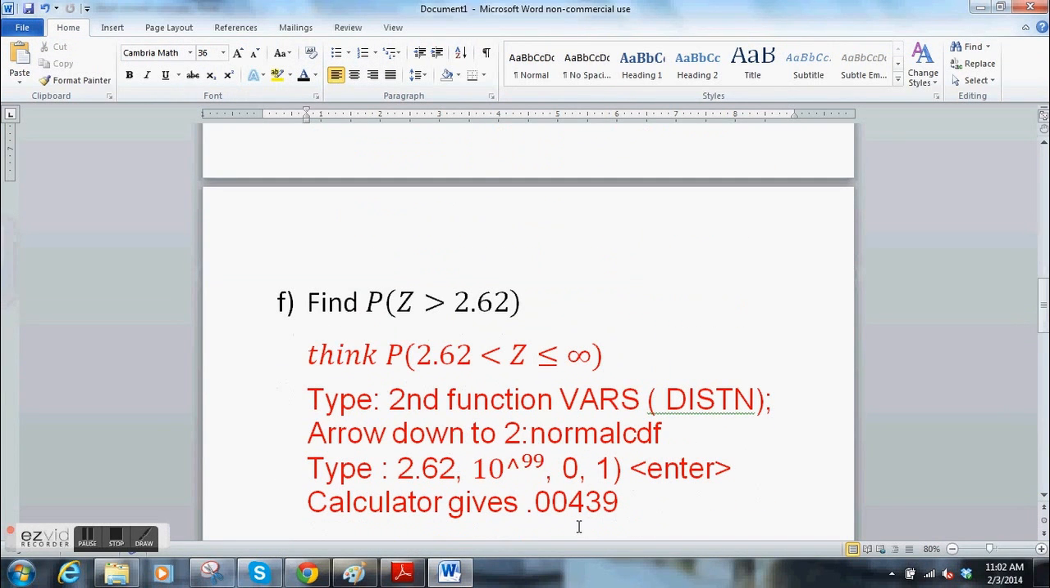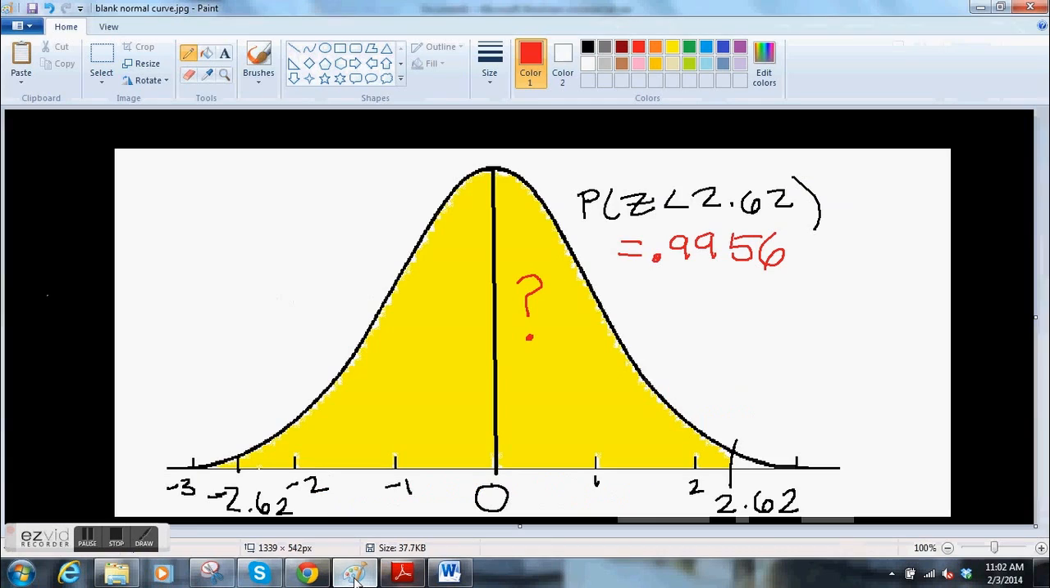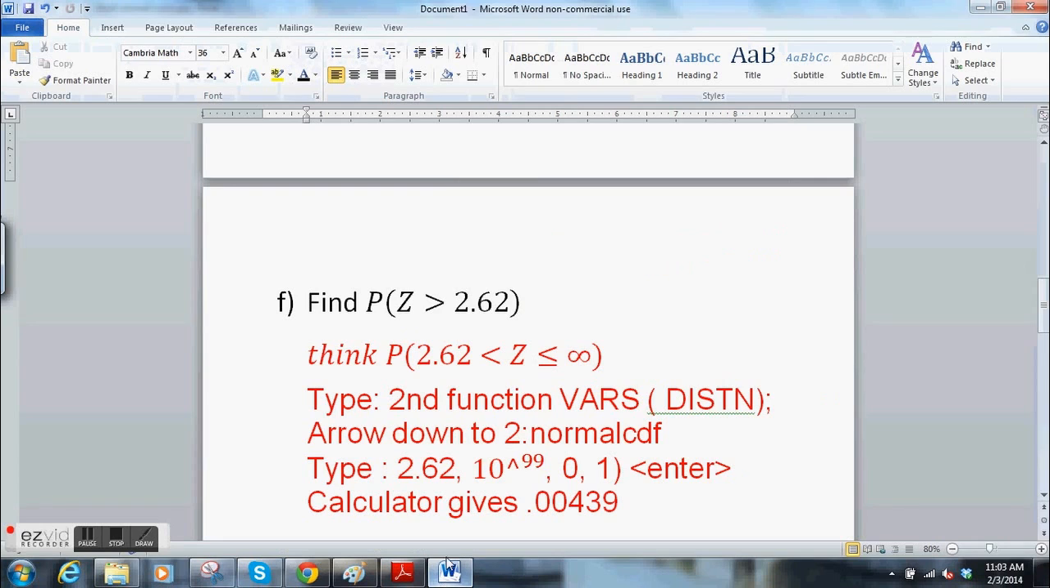Next problem. Find the probability that Z is greater than 2.62. So some of you can see on the picture that the greater than part is going to be 1 minus the less than side, 0.9956. We did it with the tables. But we can do it on the calculator. Let's do it on the calculator. Why not? In case you don't want to think that much on a test.